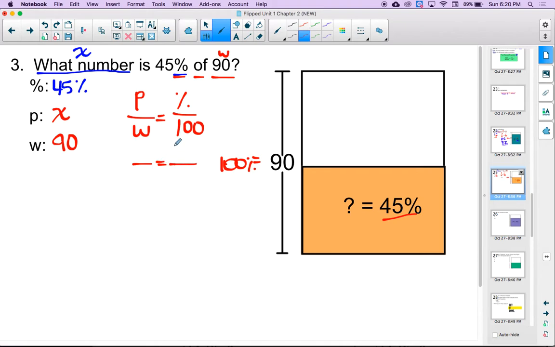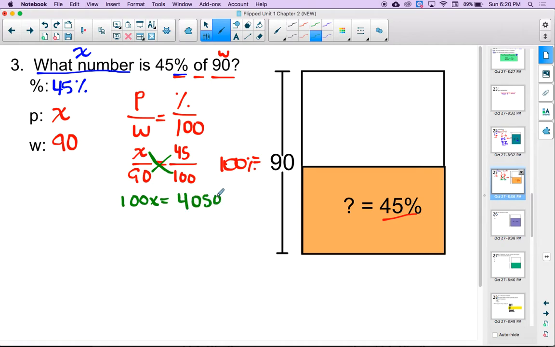The percent is 45. Bottom right-hand corner is always 100. The part is our missing variable, and the whole is 90. So we can go ahead and cross multiply. We're going to start with 100 times x. 100 times x is 100x. Bring down your equal sign. 90 times 45 is 4,050.